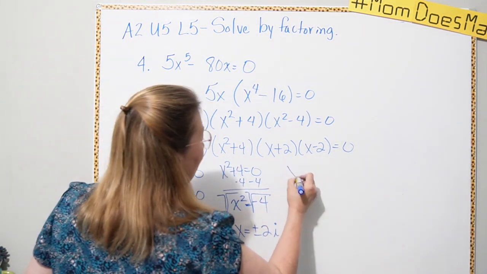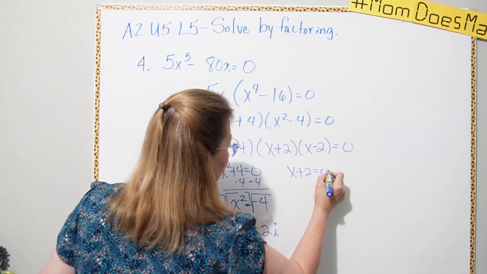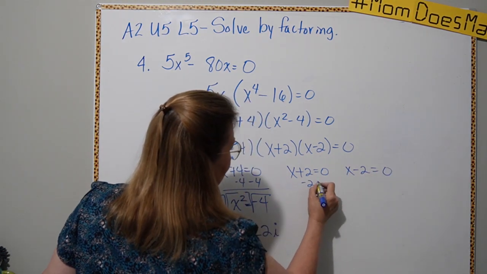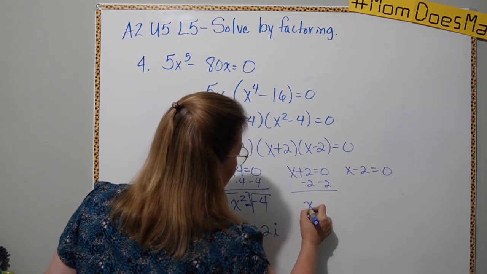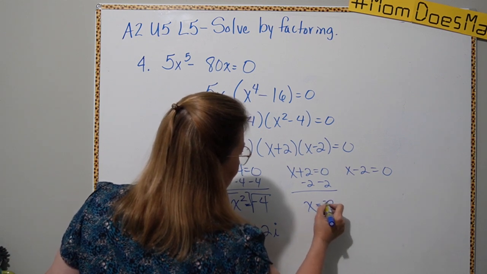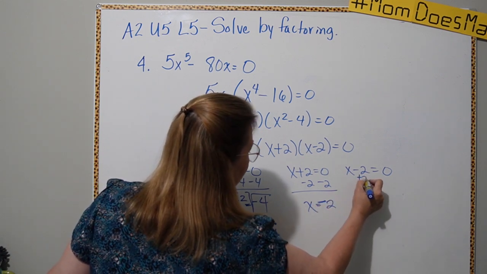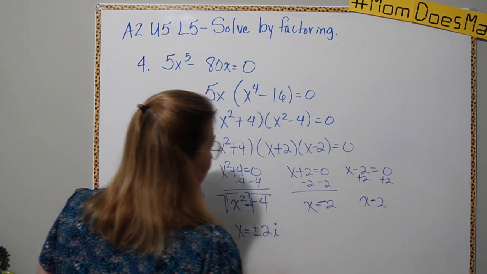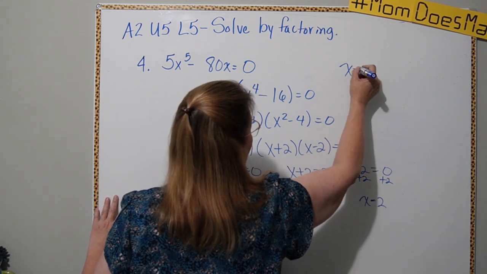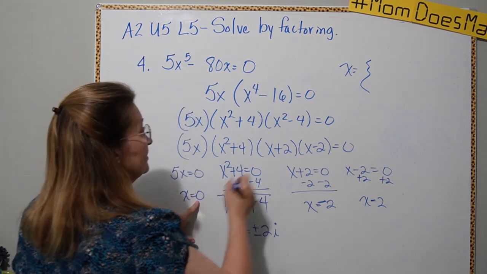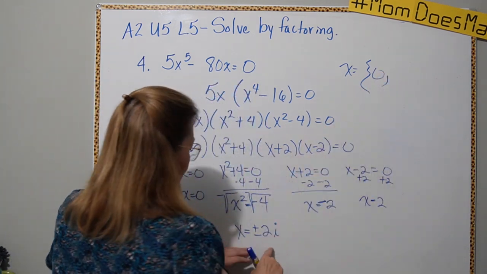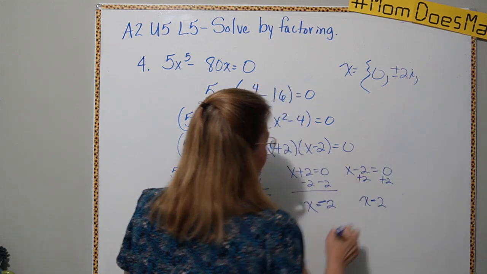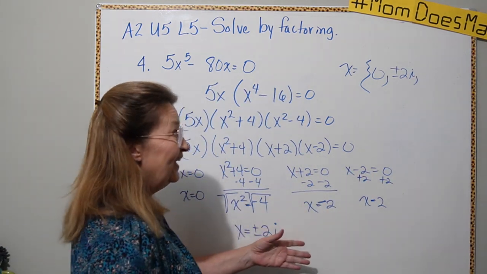Now I have x plus 2 equals 0 and x minus 2 equals 0. So I would subtract 2 from each side. x equals negative 2. And over here I'm going to add 2 to each side. So x is equal to positive 2. So let's see what all our answers are. We have a 0. We have a plus or minus 2i. And here we have a positive and a negative 2.